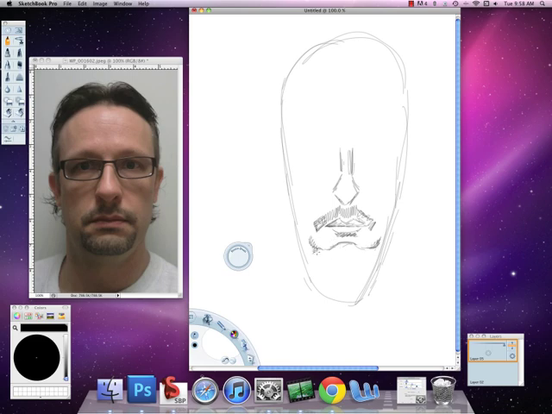Throw in his goatee and his chin. Add his nostrils in. Go right up here where his eyes should be, right around here. Shade in the entire area.